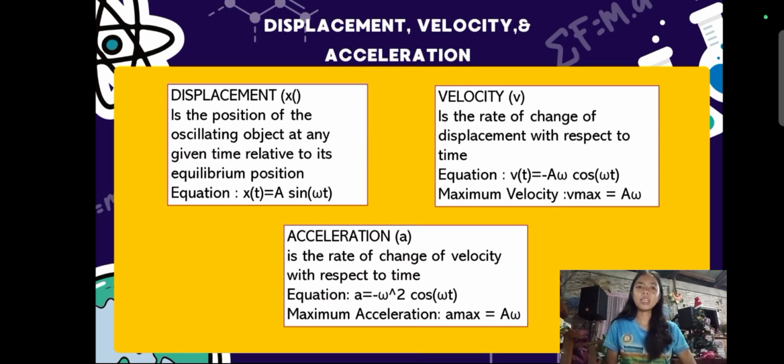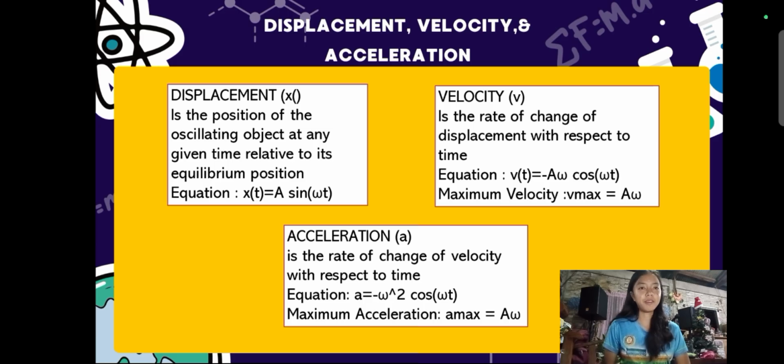Next, we go to displacement, velocity, and acceleration. First, what is displacement? Displacement is the position of the oscillating object at any given time relative to its equilibrium position. It is represented by the expression x of t equals A sine of omega t. Next is velocity. It is the rate of change of displacement with respect to time. The equation for this is v of t equals negative A omega cos of omega t.